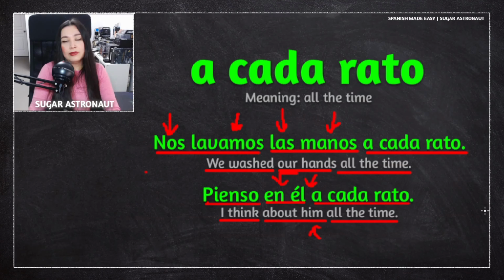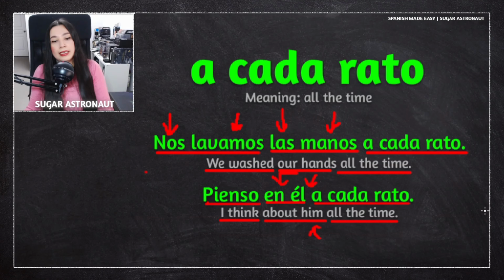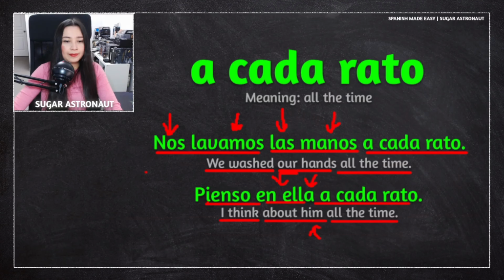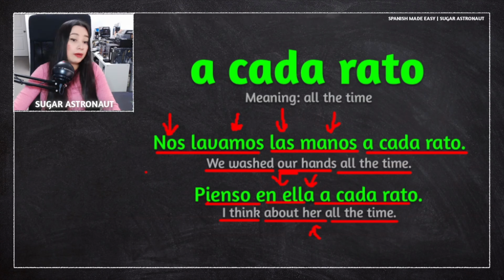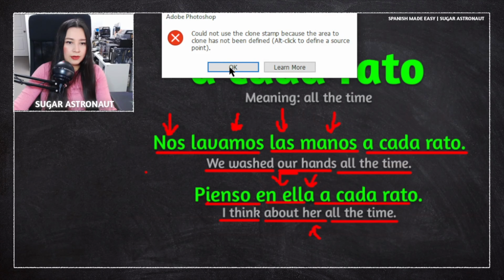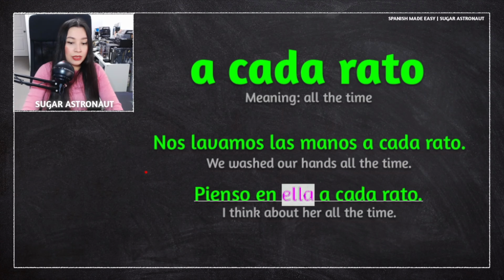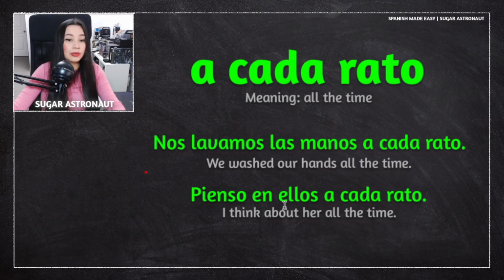So you can use a cada rato at the end of sentences. That's a common thing to do. It can go at the beginning, but if you just don't want to complicate things, you can just add it to the end of a sentence, okay? Now, pienso en él, pienso en ella. I think about her, okay? Let me just erase this so you can see better. Pienso en ella a cada rato. I think about her all the time. Pienso en ellos a cada rato. I think about them, okay?